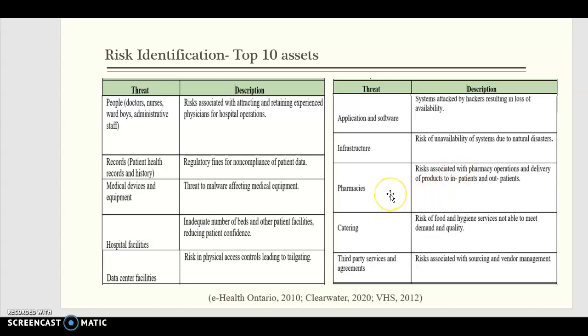Pharmacies are another important asset of hospitals. Any risk associated with pharmacy operations and delivery of products will impact the inpatients as well as outpatients. The catering risk is the risk of food and hygiene services not being able to meet the demand and quality. Third party services like Google Cloud Services, AWS, etc., have the risks associated with sourcing and vendor management.